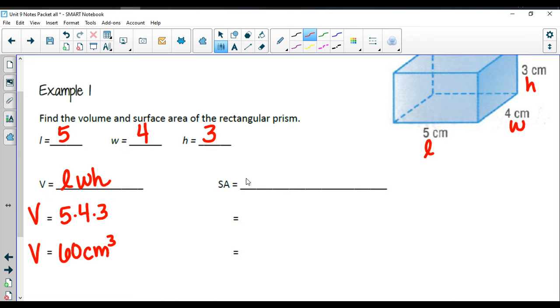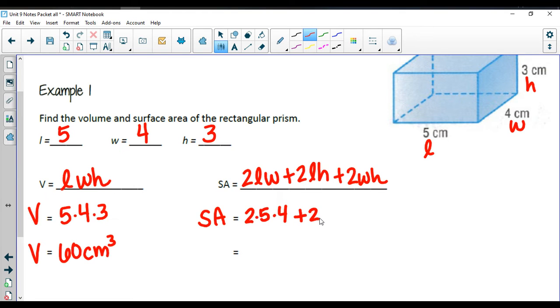So we put centimeters with that little exponent of 3 because we're talking a 3-dimensional measurement. Surface area is this long formula. We have 2 times length times width plus 2 times length times height plus 2 times width times height. Keeping my SA out front to represent surface area, I'm going to plug in my numbers. 2 times 5 times 4 plus 2 times 5 times 3 plus 2 times 4 times 3.